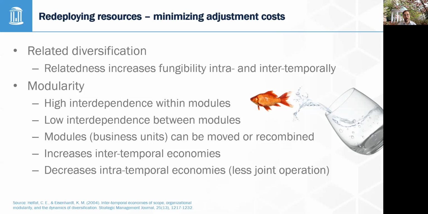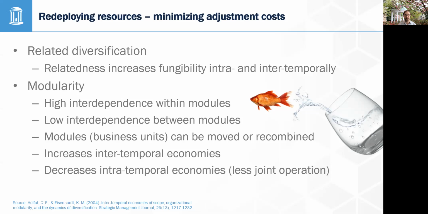Where you do find a trade-off is with modularity. Modularity is about taking business units and keeping the interdependence within the business units and limiting the interdependence between business units. Another way of saying that is a modular company has business units that are less interdependent or that have less joint operation. With all of the 4C synergies, we were talking about value being created through joint operation. So if you are increasing modularity, by definition, you are reducing that joint operation, increasing independence, and that creates flexibility.